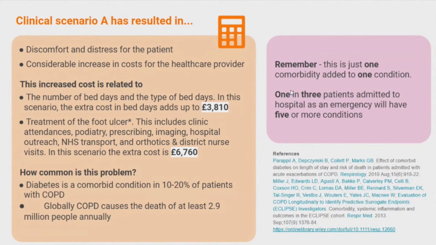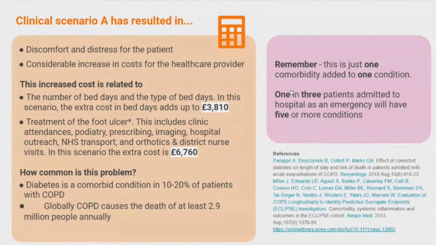Now, how common is this problem? Or is this something that BMJ has just dreamt up? Well, diabetes is a comorbid condition in 10 to 20% of patients with COPD. Globally, COPD causes the death of 2.9 million people annually. In England, there are about 100,000 admissions caused by COPD every year.